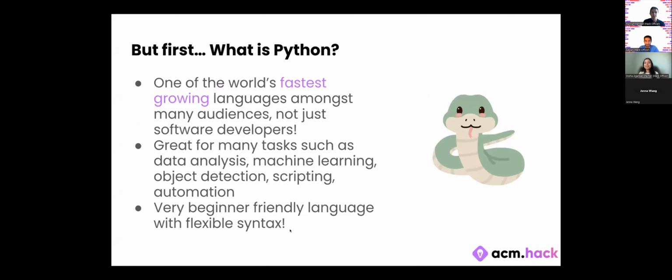But first, what is Python? In case you aren't familiar, Python is a programming language, and in fact, it's one of the world's fastest growing languages among a lot of different people, not just coders. This is because it has very beginner-friendly syntax, and it's great for a lot of different tasks like data analysis, machine learning, object detection, scripting, and automation, because of all of the different libraries we have. Some of them we'll be learning about today as well. Today we're going to be covering object detection and also scraping and automation.